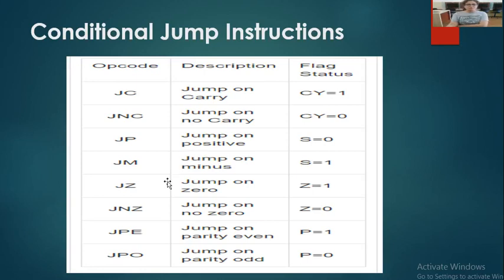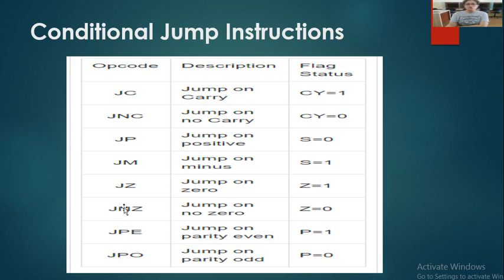Good morning, students. Today we will start with the next instructions of the branching group. Earlier we studied the jump instruction, where we studied unconditional jump and conditional jump. We have done the first four instructions of conditional jump. The fifth instruction of conditional jump is JZ.